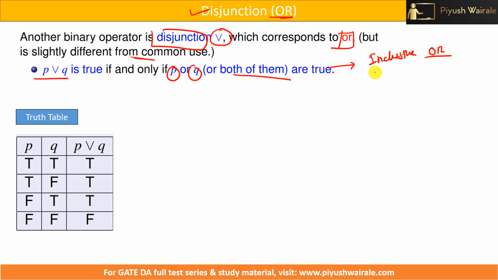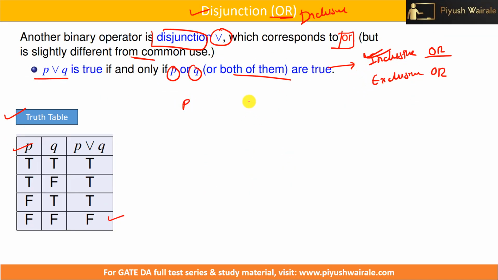So there are two things. First one is exclusive OR, and second is inclusive OR, right? So we are discussing the inclusive OR. In inclusive OR, P or Q is true if and only if P is true or Q is true or both of them are true, right? So here you can see the truth table. P is true, Q is true, then P or Q is also true. True or false, it is true. False or true, it is true. False or false, it is false. Right. So this is the truth table, and this we call inclusive OR, right?